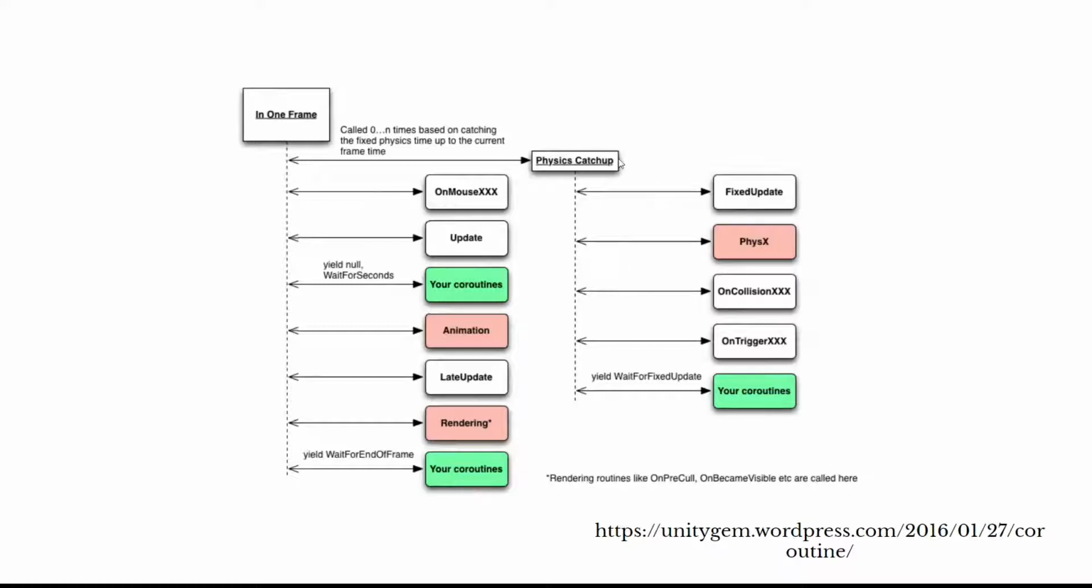Or we can say, all right, I want to run this after physics, collisions, and so on, after they've all been processed, have my code return there. Right? So if I knew I had something that I wanted to wait after physics has been executed, I can use WaitForFixedUpdate in there. Cool, right?